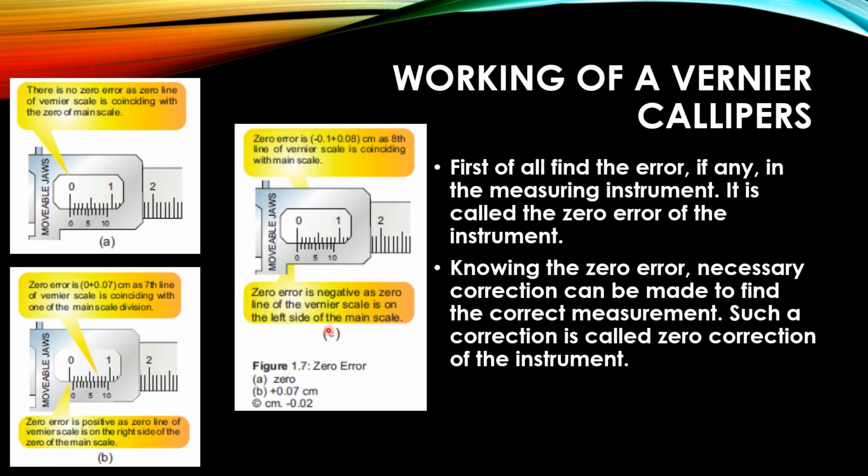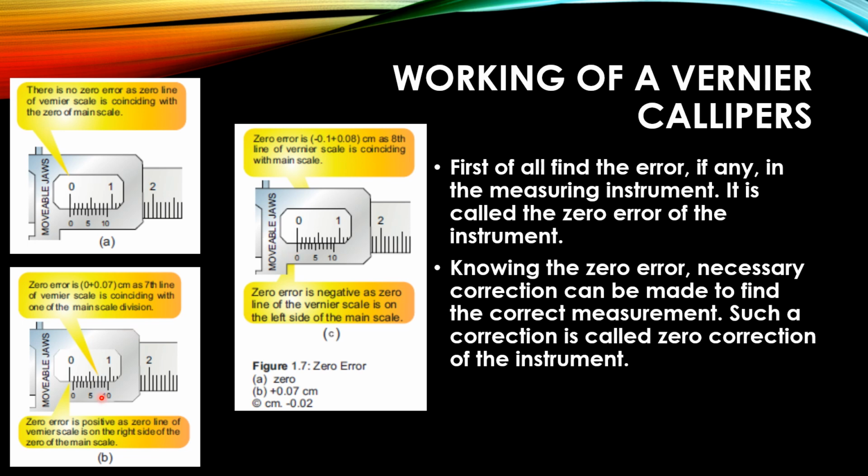In the next figure, it's not that visible, but they have shown that the zero of the vernier scale is slightly at the left hand side of the zero of the main scale, which means that there is again an error, and this time this error will be known as negative zero error.